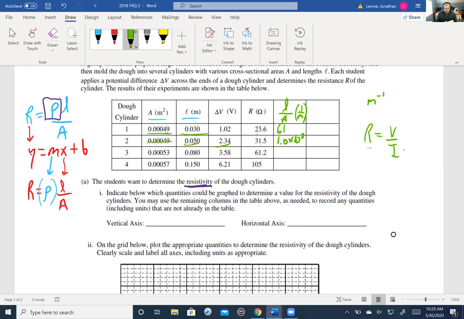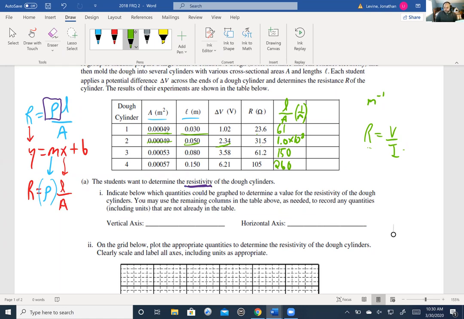And if I go to the 0.080 divided by 0.00053, this gets me 150.9, which we would just round to 150 without a decimal at the end. And then we have 0.15 divided by 0.00057, which gets me 263, which I would then round down to 260.